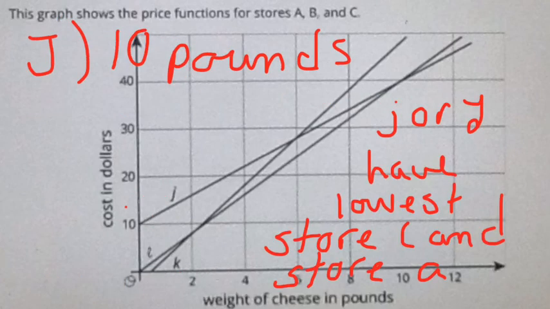And then if you're buying 10 pounds, who should you buy from? If you go over here to 10 and you go up, you can see that graph J and graph Y have the lowest, and that's store A and store C. So this is graph J and this is graph L. So those two stores have the lowest.